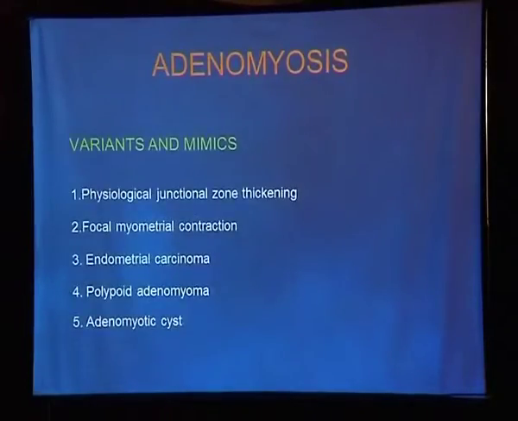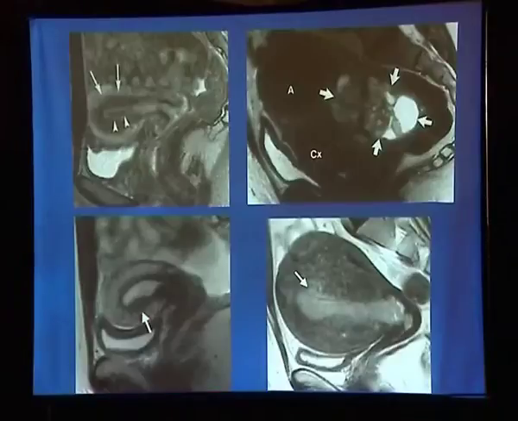So there are a few mimics and variants which we have to know when we think about adenomyosis. One is physiological: in the first 2 or 3 days of the menstrual cycle, the junctional zone can thicken and go up to 12 mm. So don't mistake it for abnormality at that stage. Similarly, there can be transient contractions in the junctional zone which can look like focal adenomyosis, which may not be reproducible in subsequent imaging.